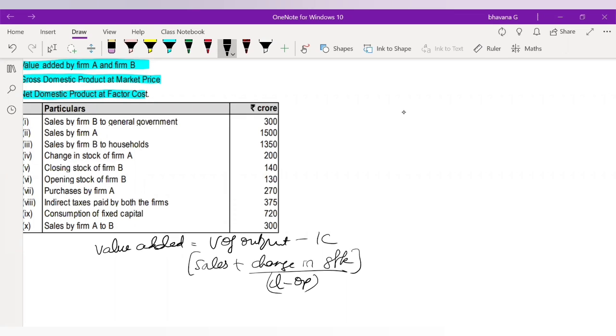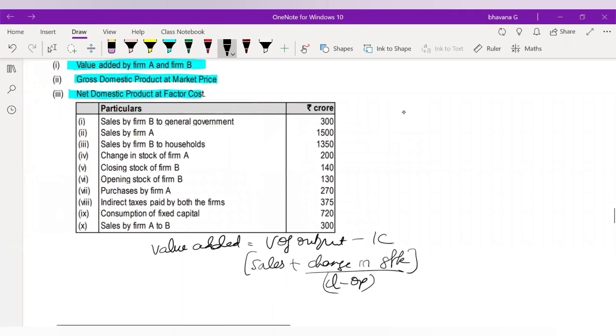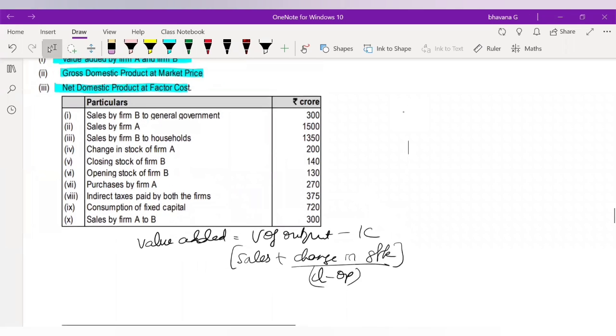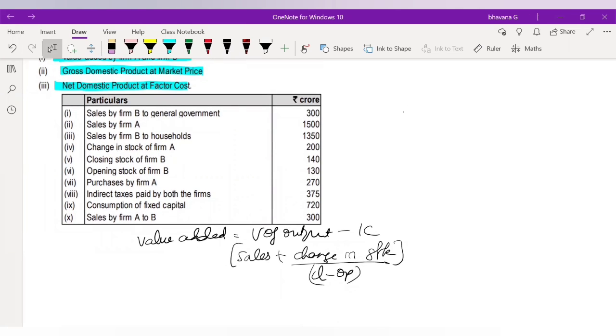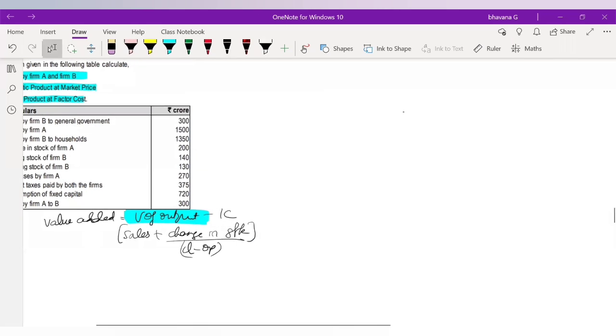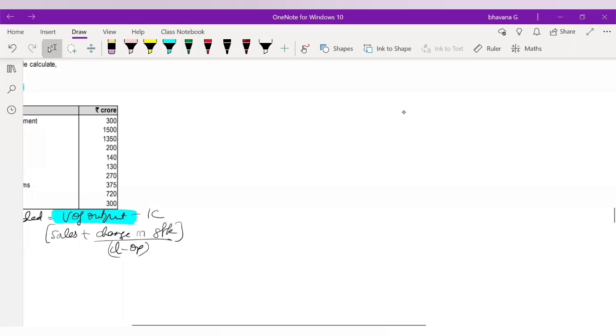The same way here you have to find out the value added by firm A and value added by firm B. But in this question you have a little bit of a difference. Here they have not directly given you the value of output. You have to find it out using a different method. I will teach you. It is the same formula, but you have to apply it in a different sense.